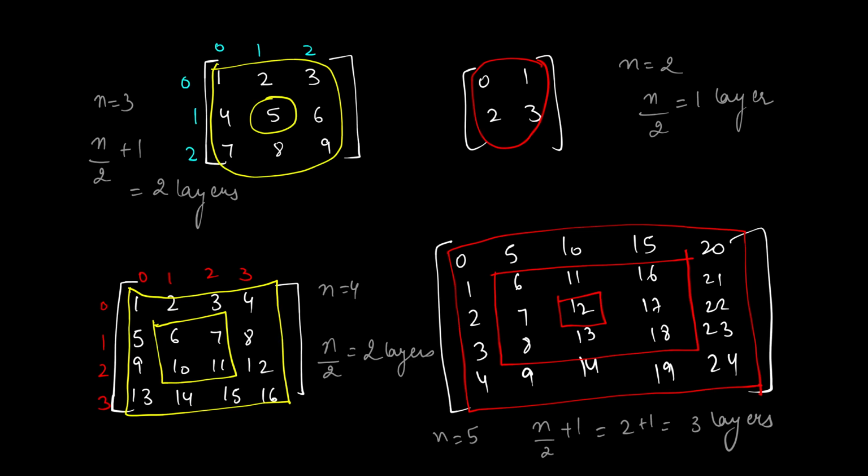So you can see that the elements are swapped in layers, and the number of layers depends upon the length of the matrix. If the length of the matrix is odd, there are n by 2 plus 1 layers, and if the length of the matrix is even, there are n by 2 layers. So in a matrix of 3 cross 3, there are 2 layers. In a matrix of 2 cross 2, there is 1 layer. In a matrix of 4, there are 2 layers, and similarly in a matrix of 5, there are 3 layers.